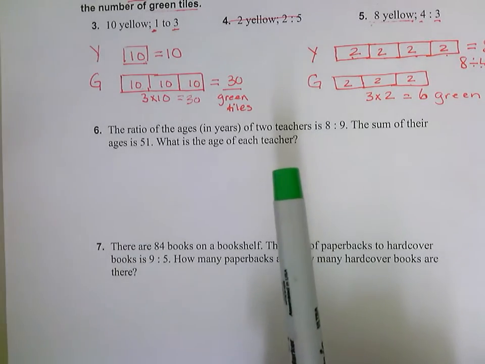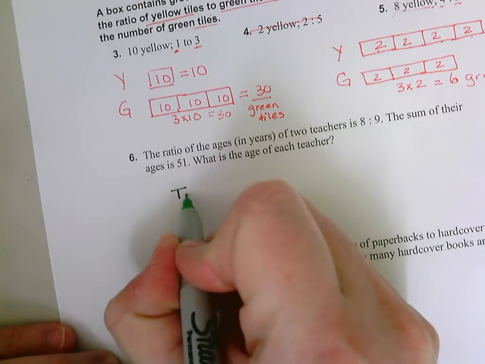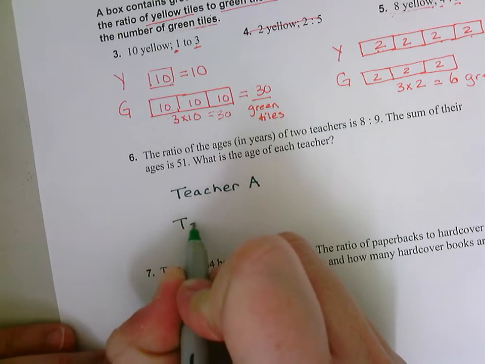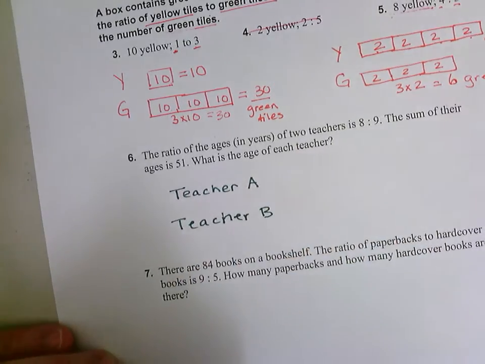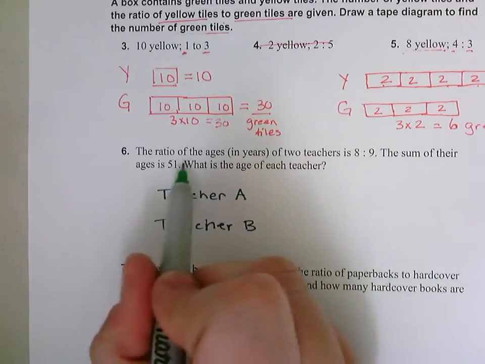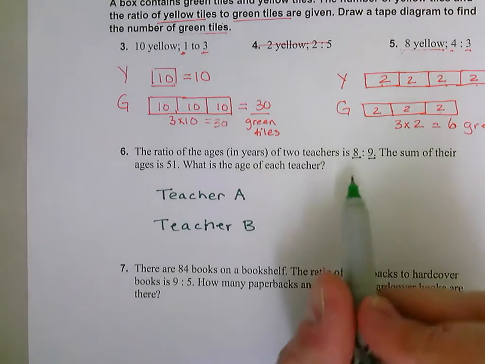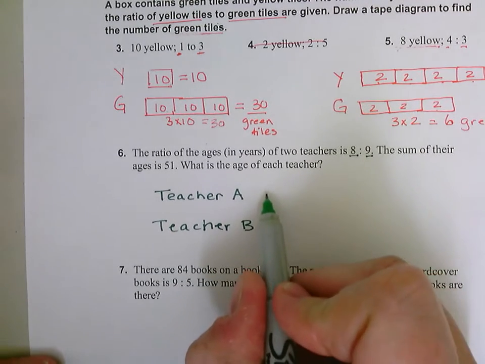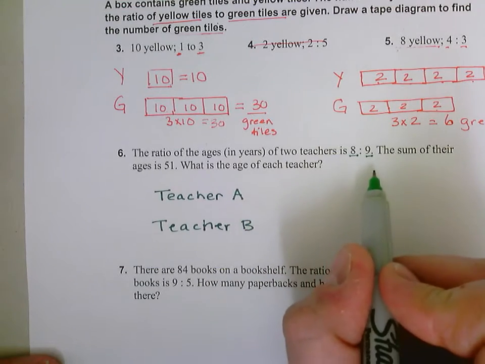All right, so let's see. I have two teachers. Okay, I'm going to call them teacher A and teacher B. Okay, so I'm going to draw out my tape diagram. So I have teacher A and teacher B. All right, the ratio of their ages is 8 to 9. So for every 8 years one is, the other one is 9. Okay, so that means I need to draw 8 parts for teacher A and 9 parts for teacher B.